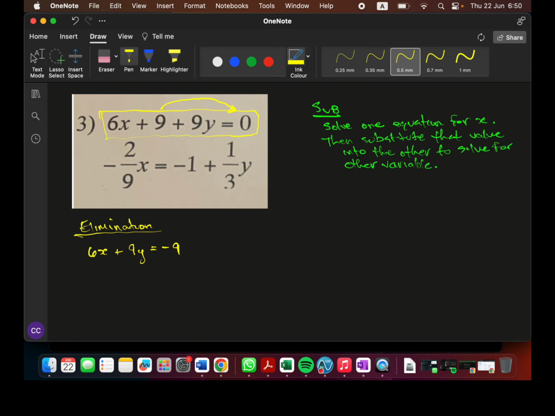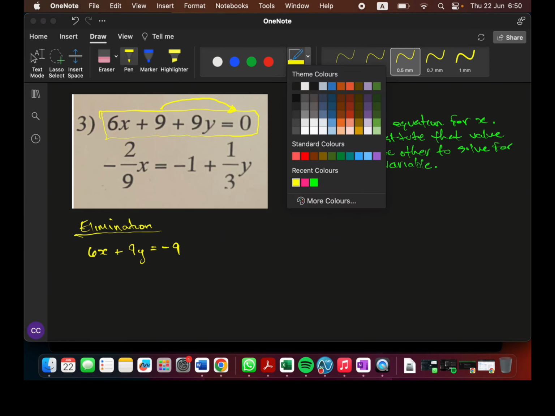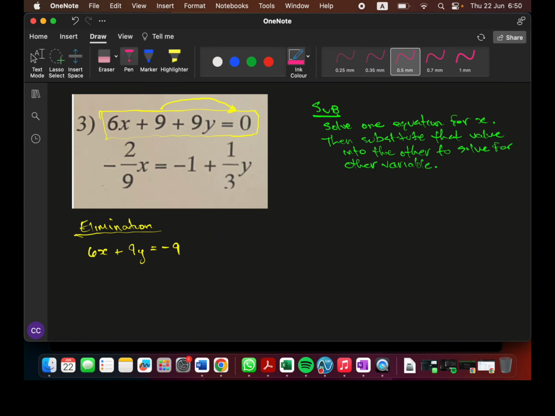Now, that second one, ooh boy, that is not a friendly equation because it has fractions. And what everyone knows is fractions suck. But before I do anything, I am going to rearrange this as well so that it is again in standard form. And all I've done is I've brought the 1/3 y over to the other side by subtracting it.